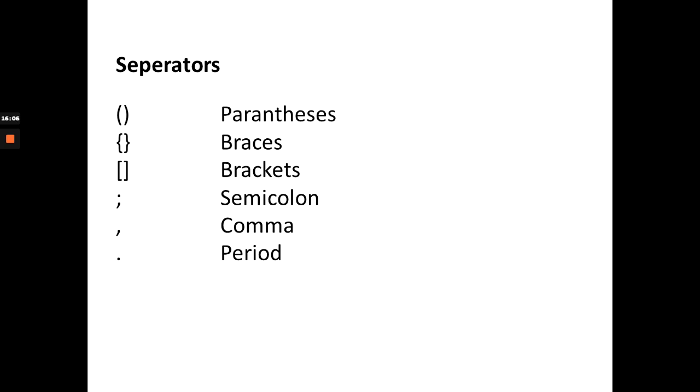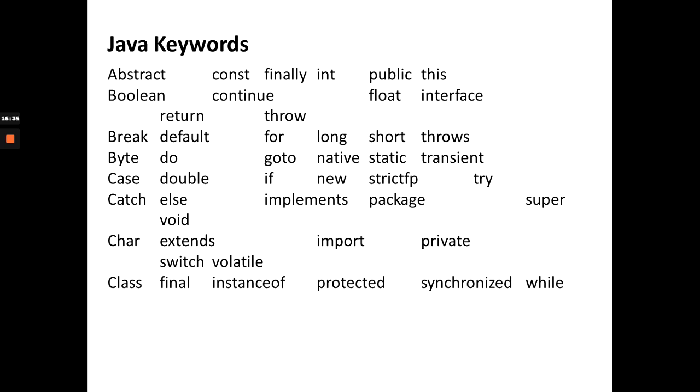The last one is period. Period is used to separate a package name from a subpackage name and classes. So to identify classes, you will start from the package name dot subpackage name dot class name, and that will be identified as the import part at the start of the Java class. It is also used to separate a variable or method from a reference variable. So these are all the separators.